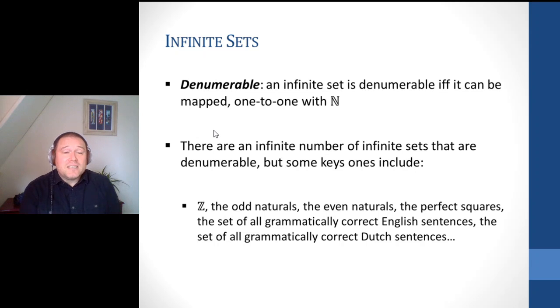What's really interesting is that there are an infinite number of infinite sets that are denumerable. But some key ones include the set Z that we mentioned earlier, the odd naturals, the even naturals, the perfect squares, the set of all grammatically correct English sentences, the set of all grammatically correct Dutch sentences, the set of all German sentences, though that one's a bit ugly with regards to cardinality.